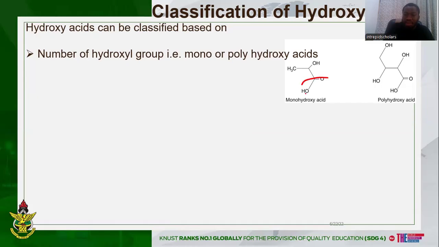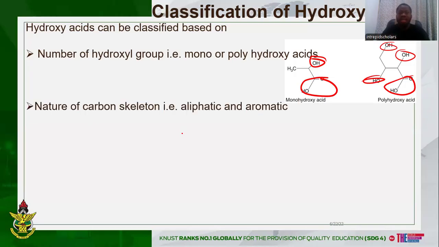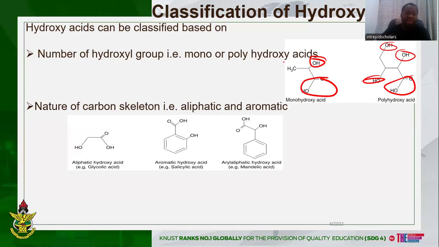Mono because this is the carboxyl group, and it has only one hydroxy group, or the hydroxyl group is just one. Now, if you look at the poly, this is the carboxylic acid group. That's not what we are looking at. The hydroxyl groups are a lot. They are more than one, right? So that gives you the poly. Very simple classification. The next one is the nature of the carbon skeleton. That is whether it is aliphatic or aromatic, right? So the examples have been given. This is aliphatic, and then these two are aromatic, of course.